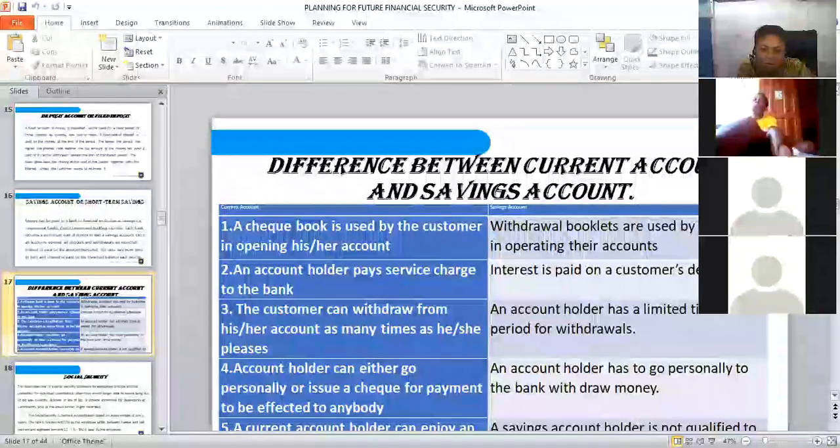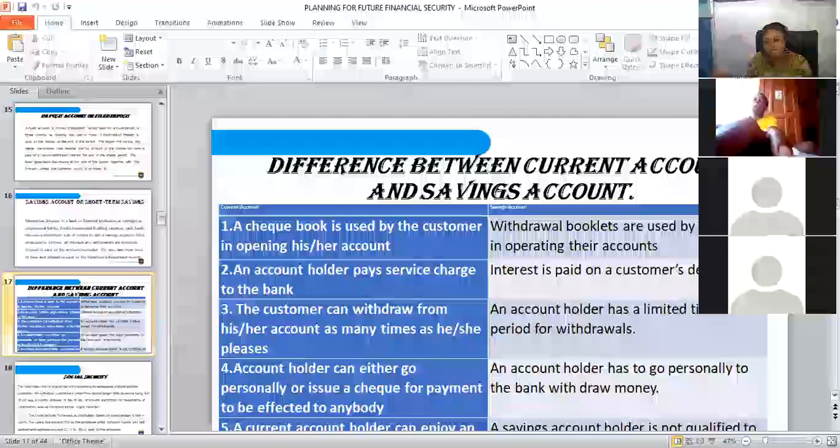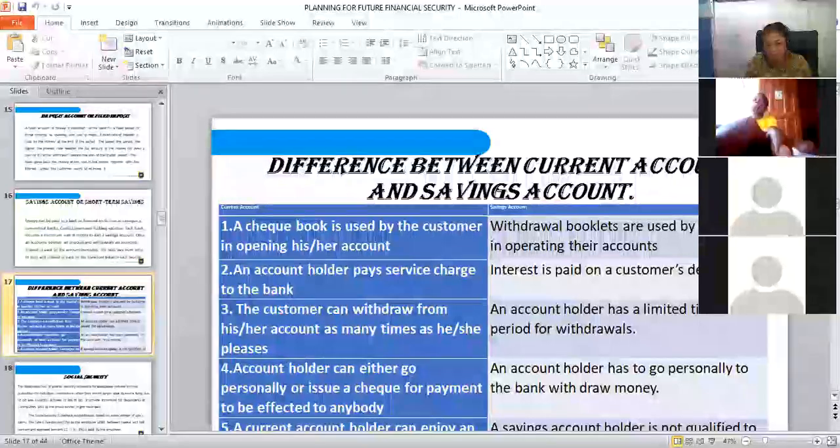Okay, so now let's look at some differences between current account and savings accounts. One, we've said a number of them, so we are just going over. A checkbook is used by the customer in operating his or her account. That is the current account. But with the savings account, withdrawal booklets are used by the bank in operating the account. So if you want to withdraw money from your savings account, you will use a withdrawal booklet, which I said cannot be cashed by a second person unless you, the account holder.